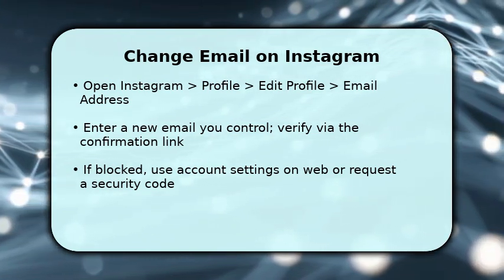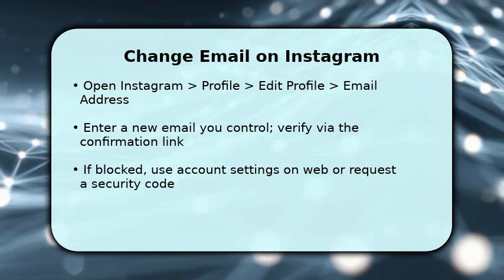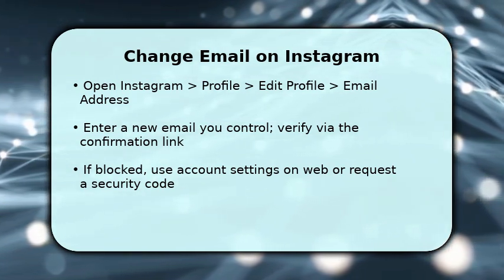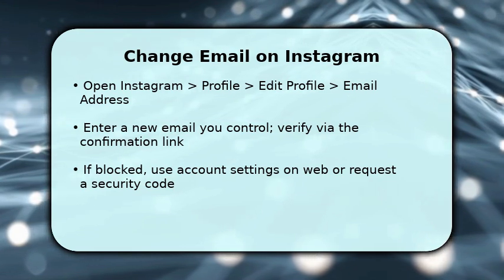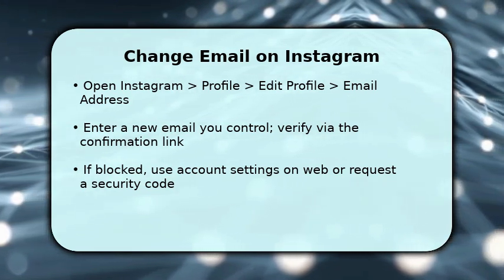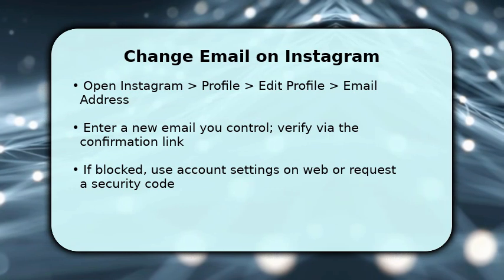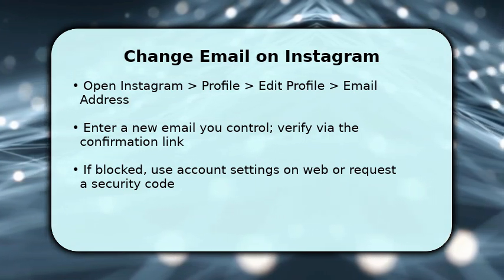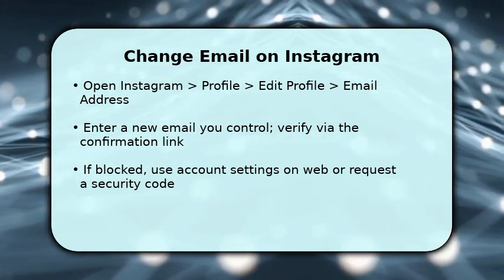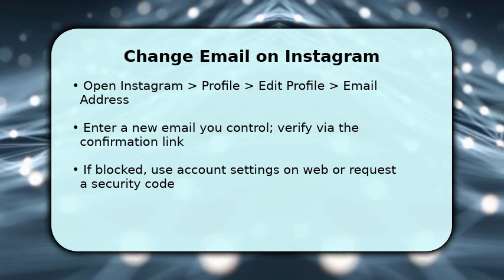If the on-device change is blocked, open Instagram.com in a browser or use the mobile web view. Sometimes the web flow allows email edits. If you can't access settings, request a security code via SMS or the authentication app, then retry changing the email.